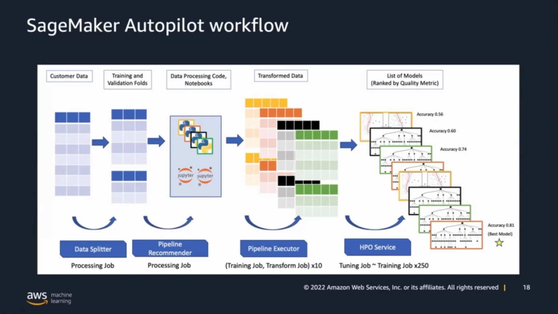For each of the models, SageMaker Autopilot builds a pipeline, including feature engineering and hyperparameter optimization, and runs these pipelines in parallel. So Autopilot trains 250 different models for you, and at the end you have these models ranked by your objective metric. You also select the objective metric, which could be accuracy, F1, or area under curve. And you also have the possibility to automatically deploy the model in production.